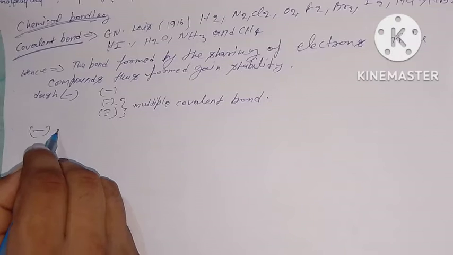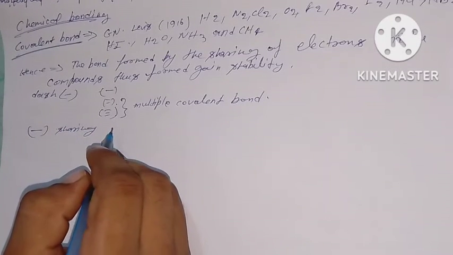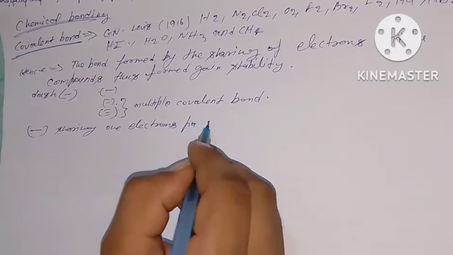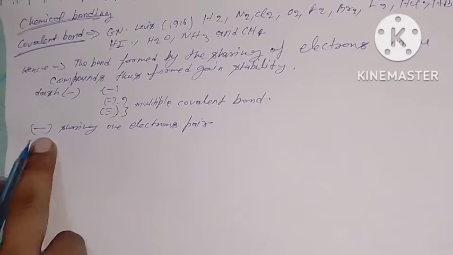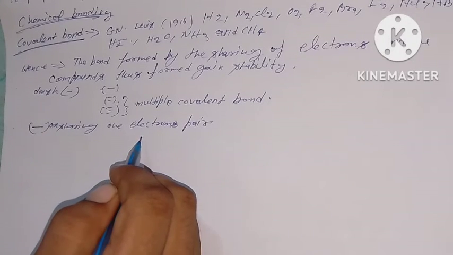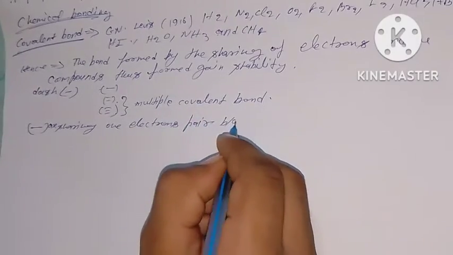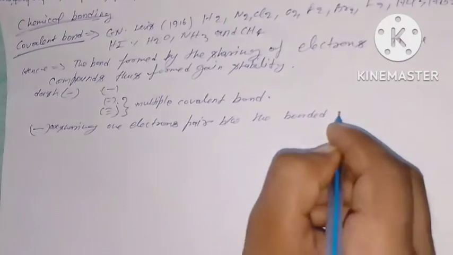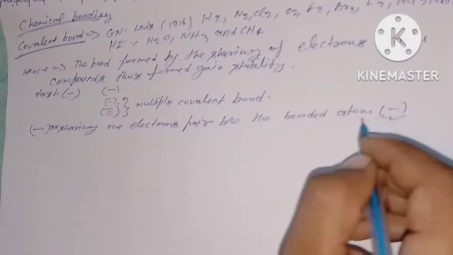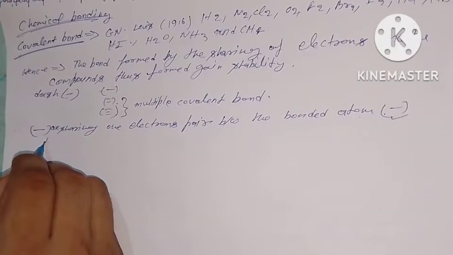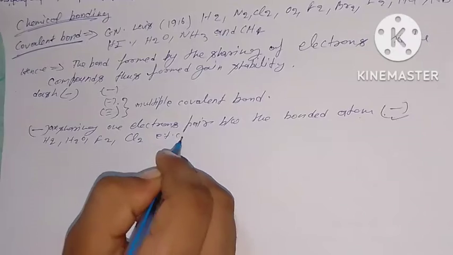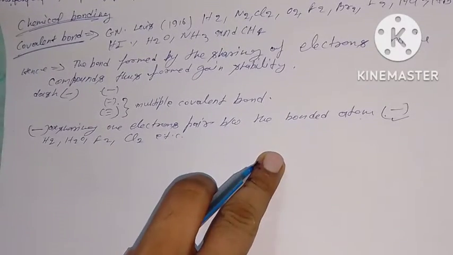Single covalent bonds are formed by sharing one electron pair between the bonded atoms. It is denoted by a single line. Examples are H2, H2O, F2, Cl2, etc.